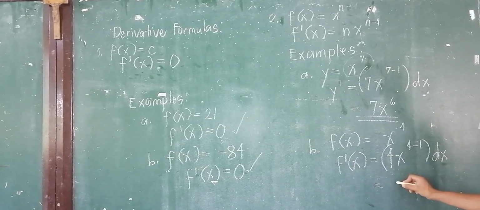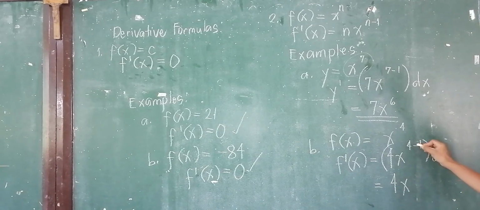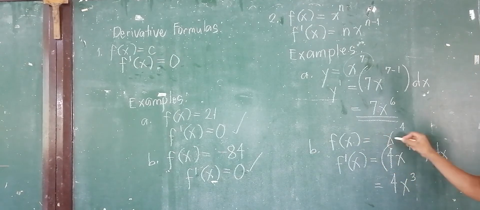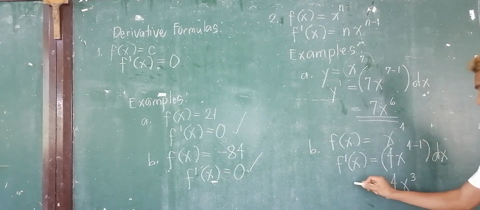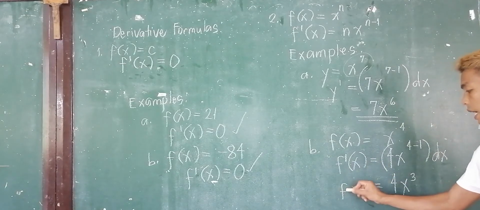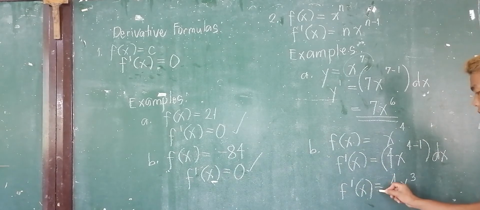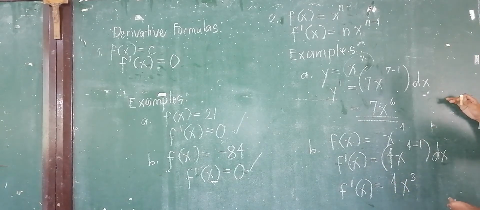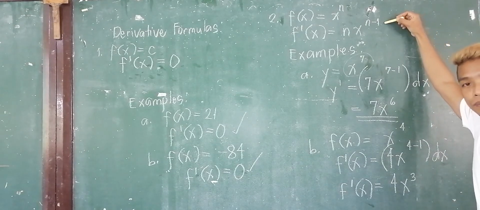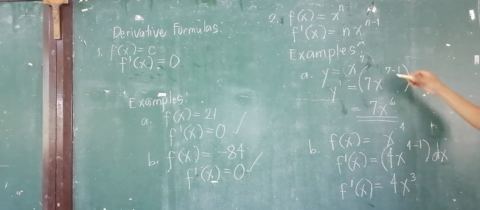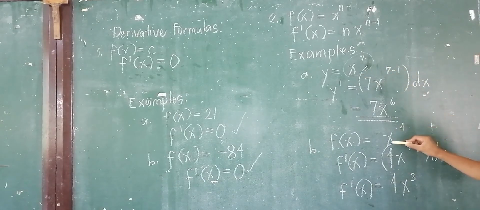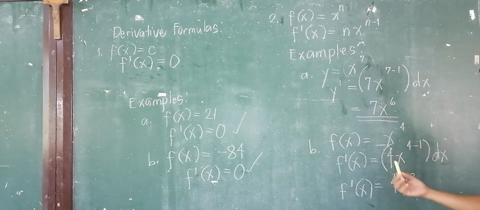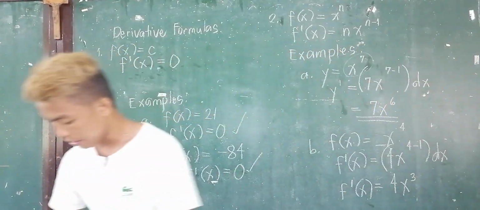Continue, copy lang yung 4, and then simplify yung exponent. Therefore, the derivative of f of x is equal to x raised to 4 will be f prime of x is equal to 4x cubed. Ganito po siya. Ganito po ginagamit yung formula number 2. But there will be times na hindi lang siya x. Hindi lang x yung nasa unahan. There will be times na meron pa ditong numerical coefficient. So, paano nang gagawin? Here is an example of that.